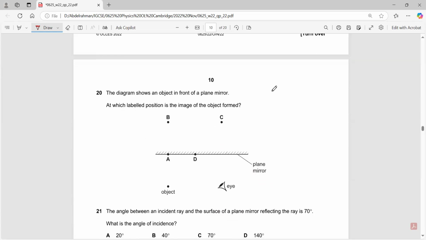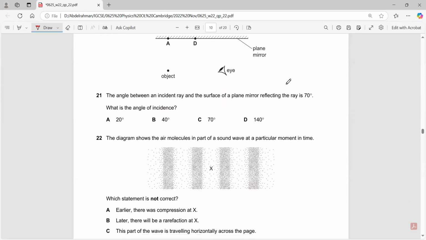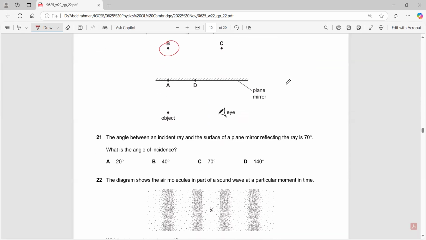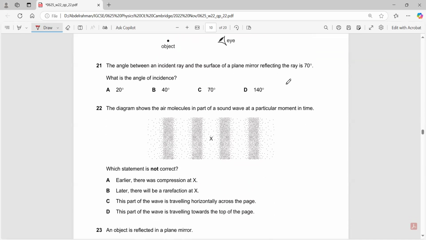Okay, at which labeled position is the image of the object formed? So if this is the object, then this is the image, B. I hope all the questions are that easy. The angle between an incident ray and the surface is 70.